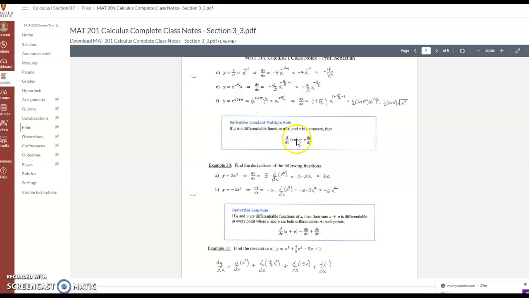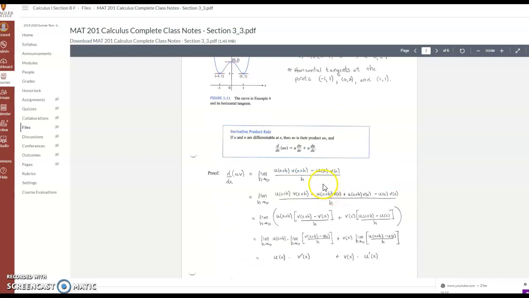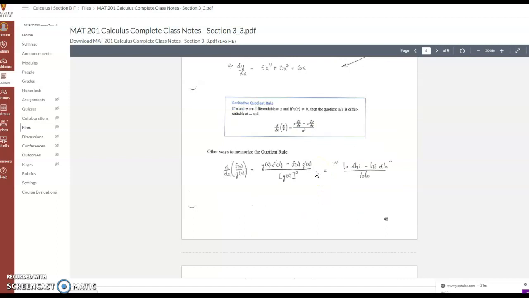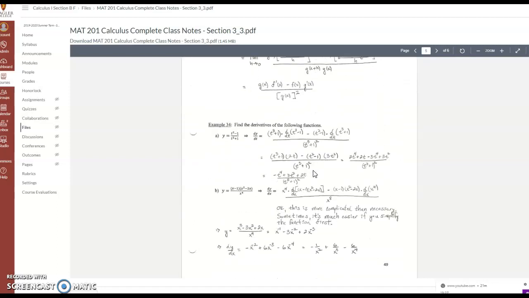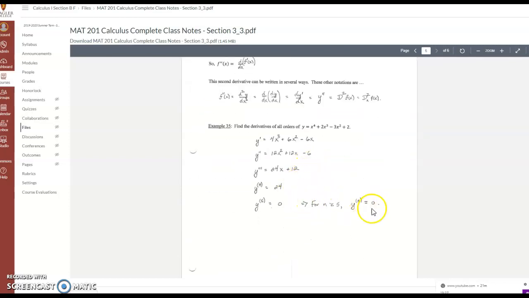Then you have the constant multiple rule. If I have a constant in front of anything, I just pull the constant out front of the derivative. With the sum rule, I can take the derivative of each one individually. And there are more rules: the product rule, very important, and the quotient rule, also very important. Then putting everything together, using several rules at once, you need to be able to do too. And then you can take a second, third, or fourth derivative, and that's what we're talking about in this section.